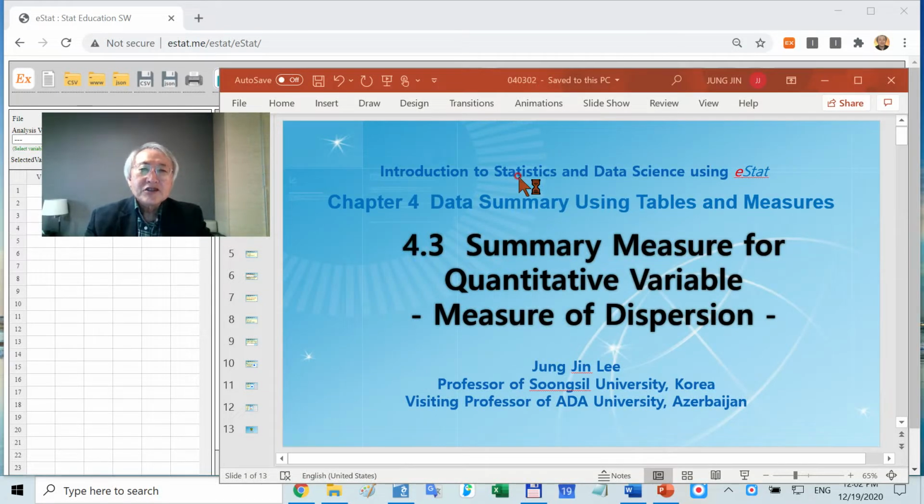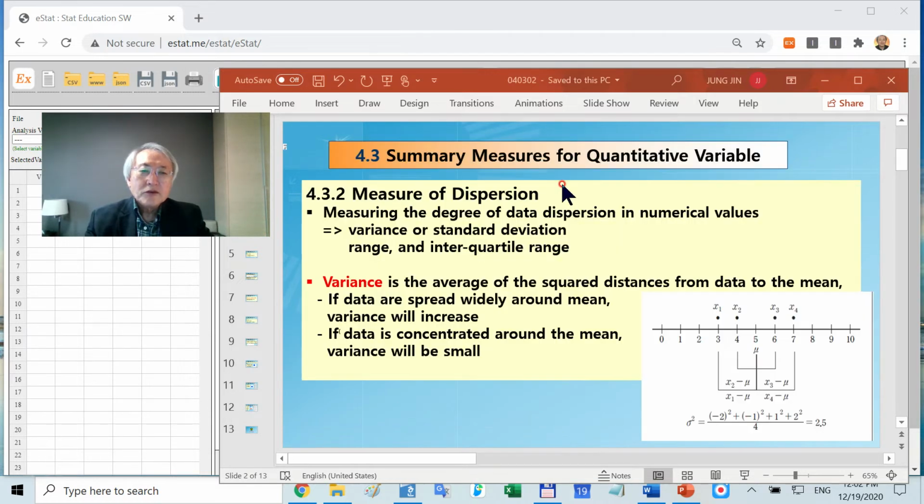Okay, let's discuss measure of dispersion. That's for quantitative data, definitely. What is the measure of dispersion? We want to measure the degree of data dispersion in numerical values. There are several measures. Variance or standard deviation is used a lot, and there are also range and interquartile ranges.